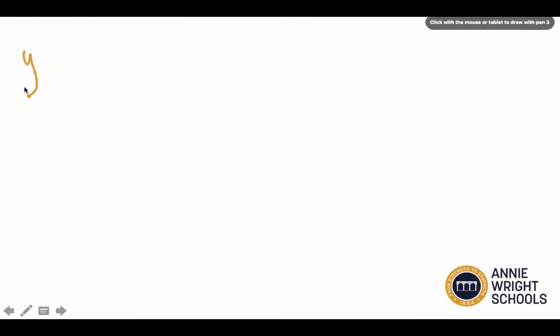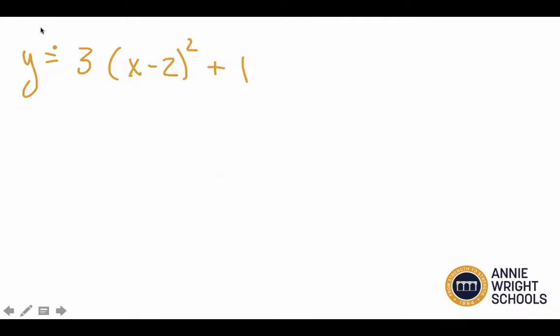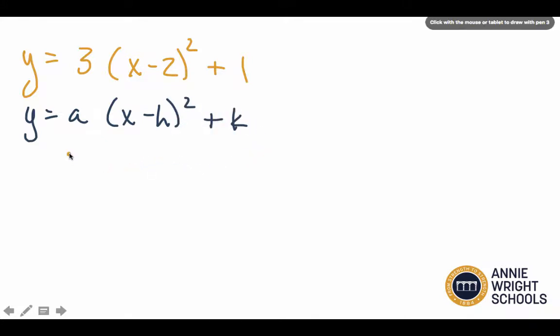If I told you y was equal to 3 times parenthesis x minus 2 quantity squared plus 1. What you would do is you would compare that to y equals a times x minus h quantity squared plus k. And the first thing I want you to do is figure out what every variable in this vertex form is. A is 3. It's the number in front of the parenthesis. Because it's positive, it opens up. And because the absolute value of it's bigger than 1, I know I have a vertical stretch.